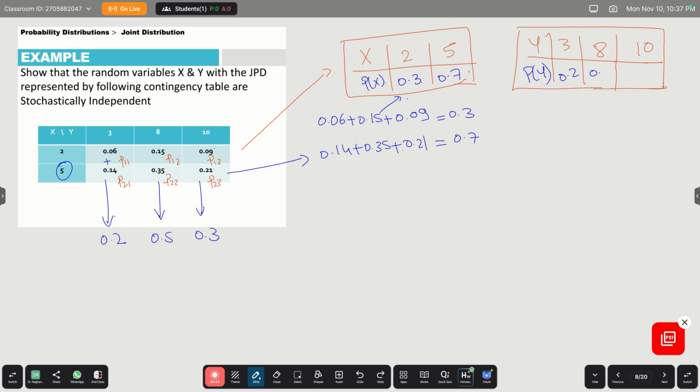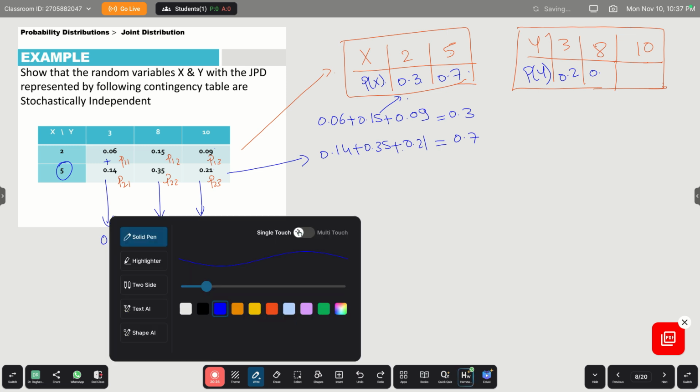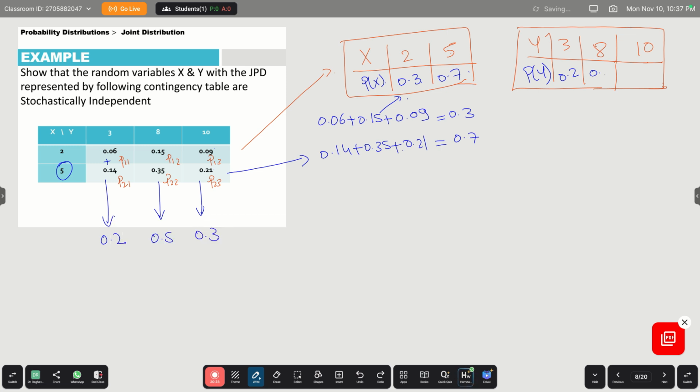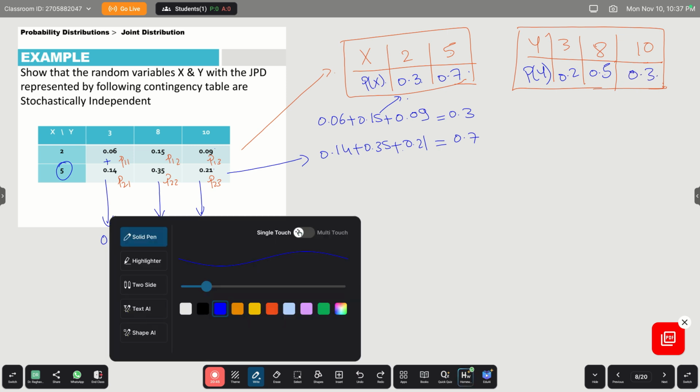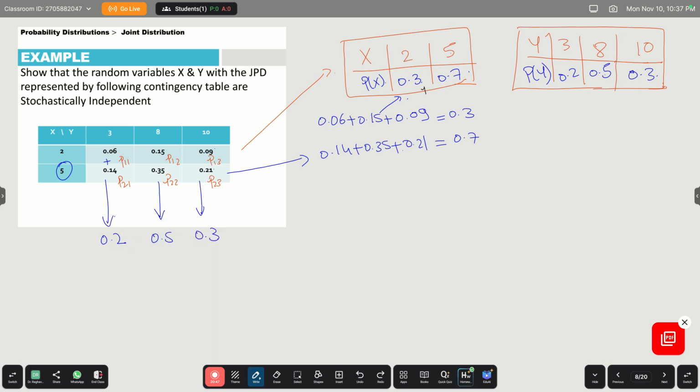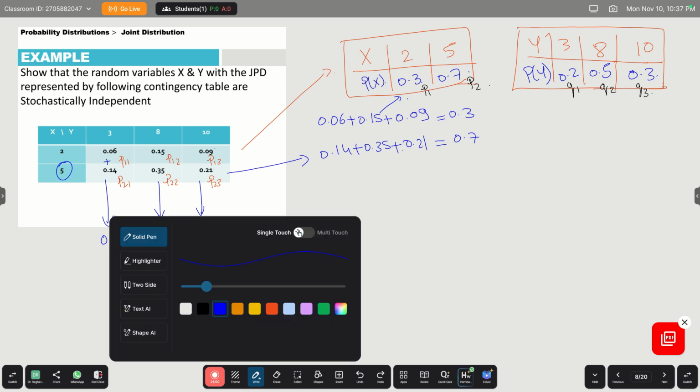So let us now check whether they are stochastically independent or not. What is P1 here? P1 is 0.3, P2 is 0.7. Similarly, Q1 is 0.2, Q2 is 0.5 and Q3 is 0.3. Let us check the values one by one.